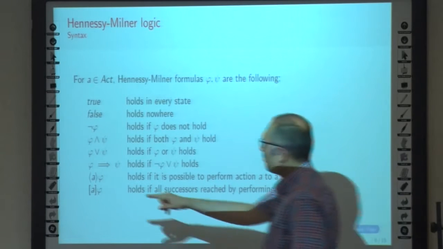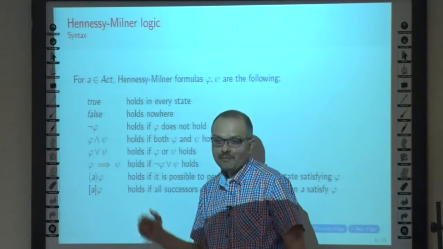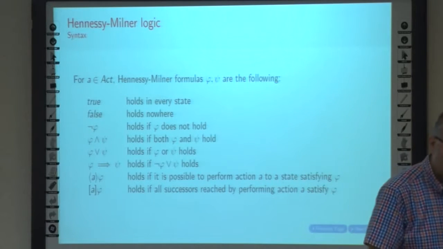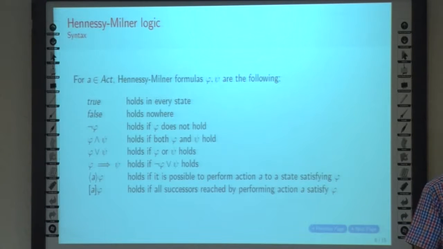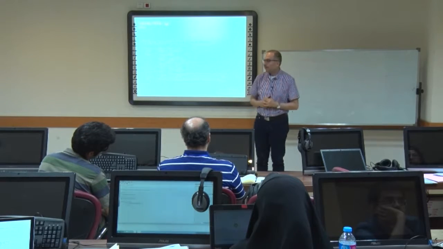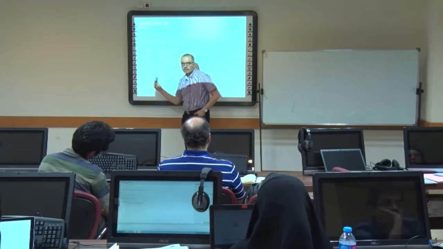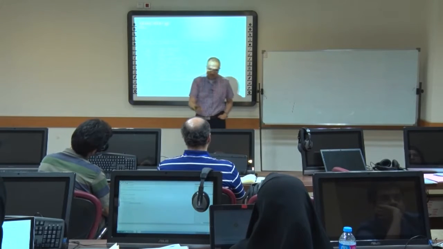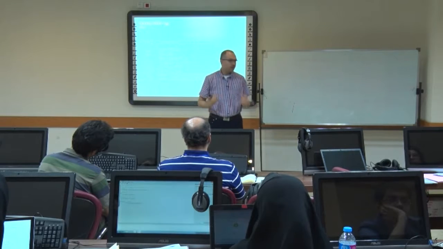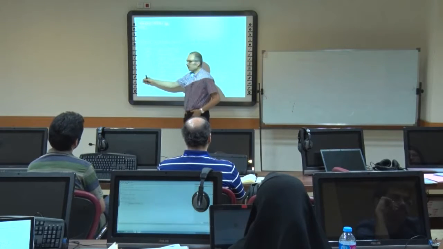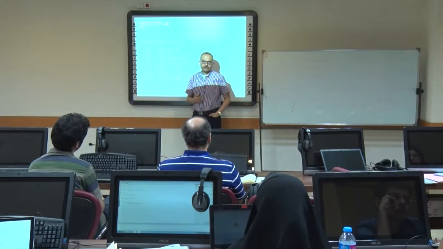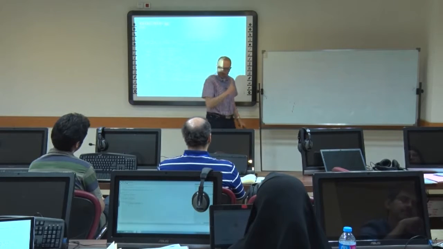This one reads box A phi, and box A phi means if you can do an A, no matter how you do that A, afterwards phi will hold. Okay. If you can do an A, no matter which A you take, then phi holds. However, this formula also trivially holds if you cannot do an A. Right, so it says if you can do an A, no matter how you do it, phi will hold. But if you cannot do an A, then that's also fine. Yeah, so after all A actions, phi should hold. But if there is no A action, there is nothing to check. That trivially holds. Right?